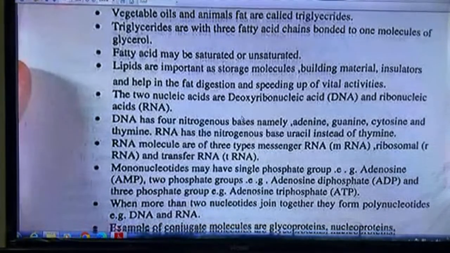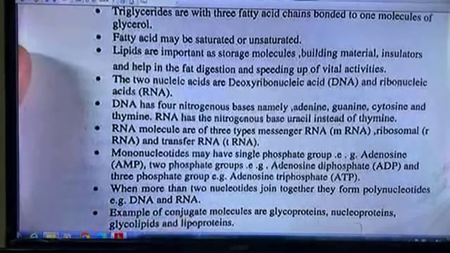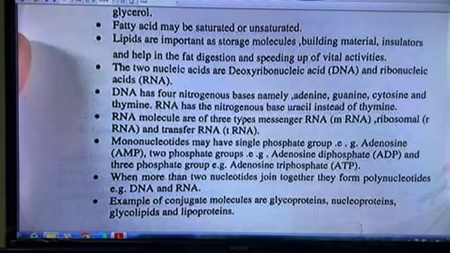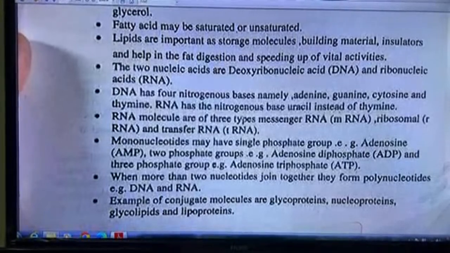The two nucleic acids are deoxyribonucleic acid (DNA) and ribonucleic acid (RNA). DNA has four nitrogenous bases, namely adenine, guanine, cytosine, and thymine. RNA has a nitrogenous base uracil instead of thymine. RNA molecules are of three types: messenger RNA, ribosomal RNA, and transfer RNA.